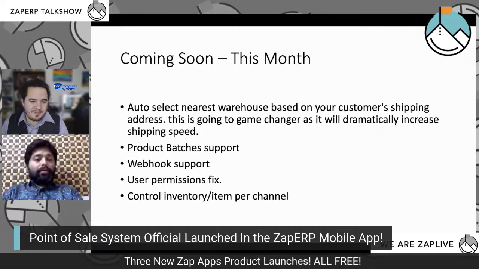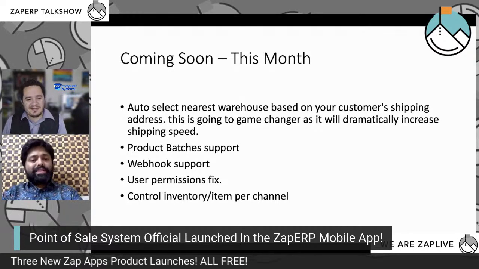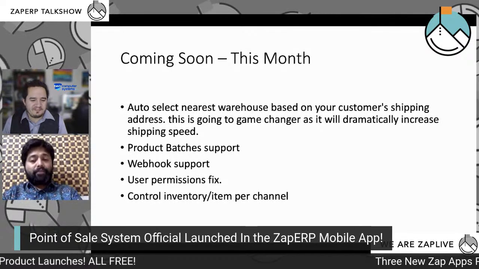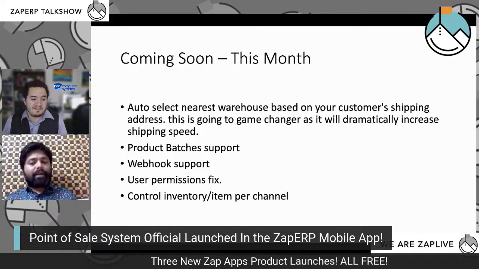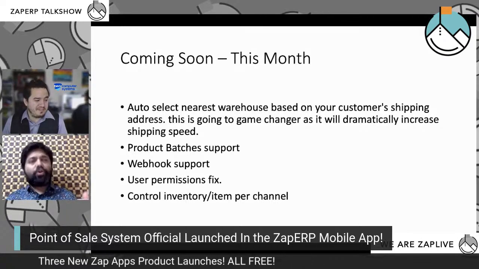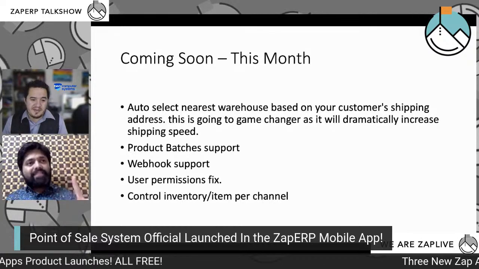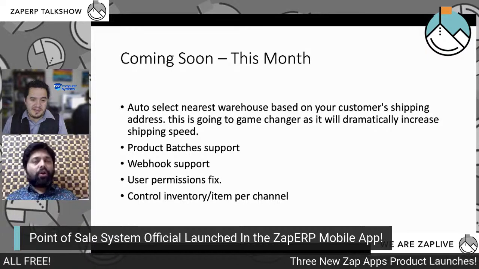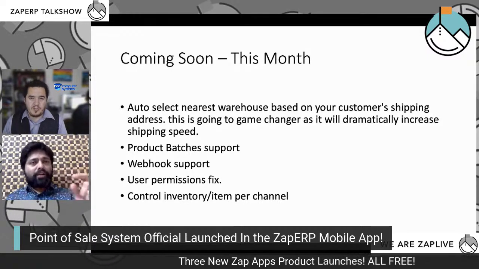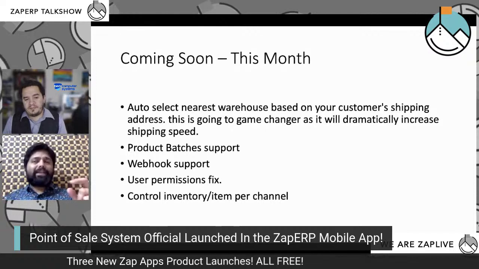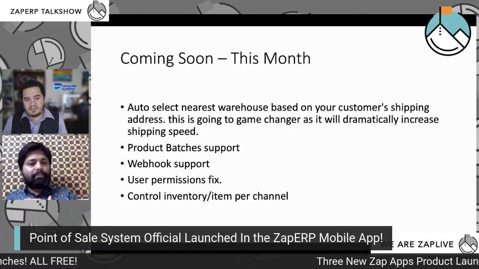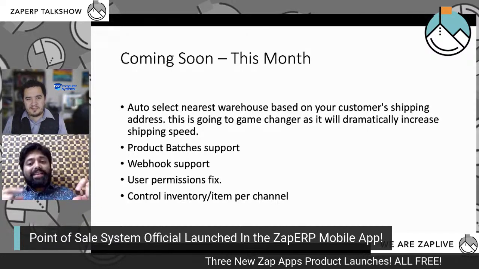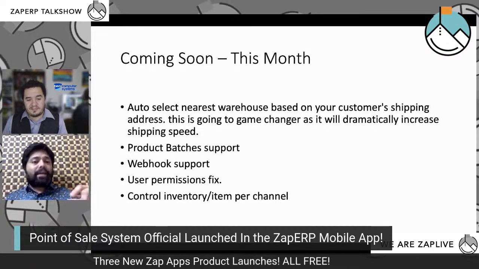Sure. Product batch support is something that we had planned for a long time. To give a simple background, product batches, the best example could be medicines. Medicine could be like paracetamol or Tylenol. It's one product, but it is going to have multiple batches. One batch expires in the month of June. One batch expires in the month of December. So that you can now manage in ZapERP.